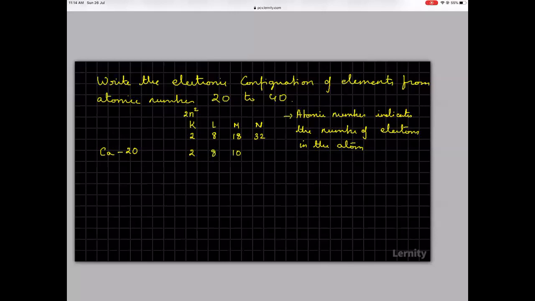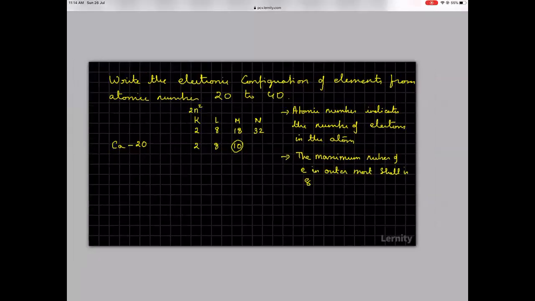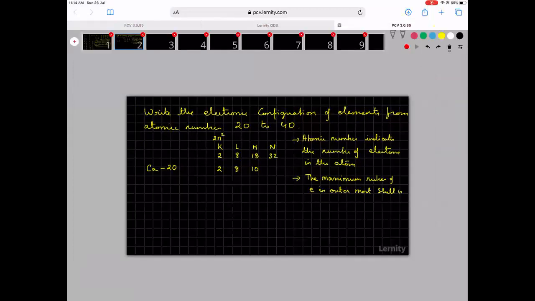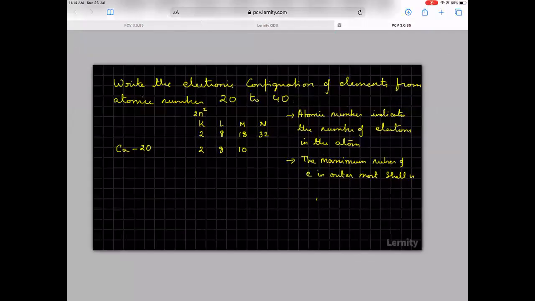But Bohr gave a concept that the maximum number of electrons in the outermost shell is 8. Now here 10 have come, so 10 cannot come. So what will happen? That 10 will become 8 and then 2 will come here. So now our rule is satisfied and we are fine with it.